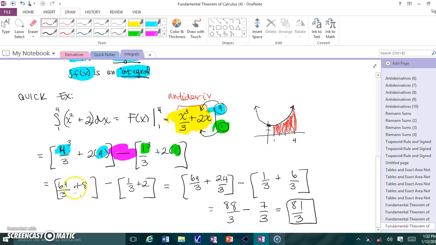I end up getting a fraction at the end. I'm just simplifying this, and I'm simplifying this. I got common denominators. I end up with 88 thirds here and 7 thirds here. Hopefully I didn't make a little arithmetic mistake. 81 thirds. Now remember, 81 thirds is this exact area under the curve. So if you were to draw infinitely many rectangles or trapezoids, you would get this exact area under the curve.